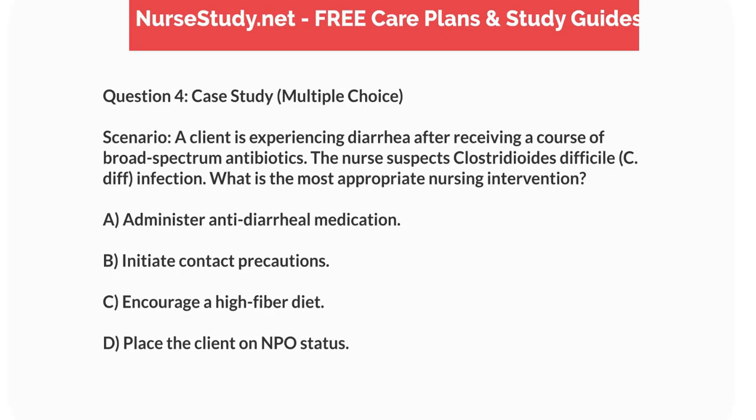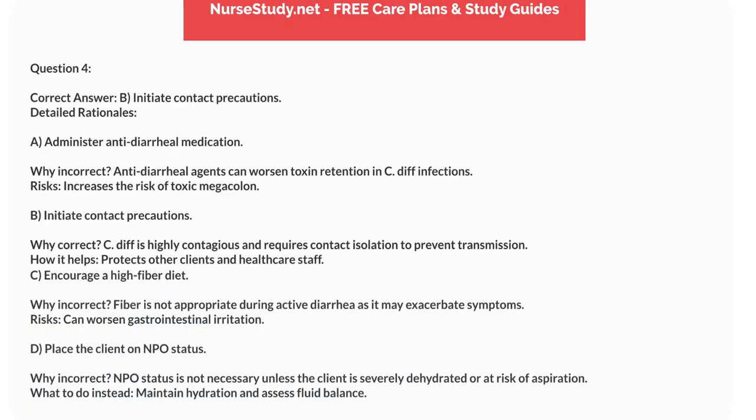D. Place the client on NPO status. Question 4. Correct answer, B. Initiate contact precautions. Detailed rationales. A. Administer antidiarrheal medication. Why incorrect?